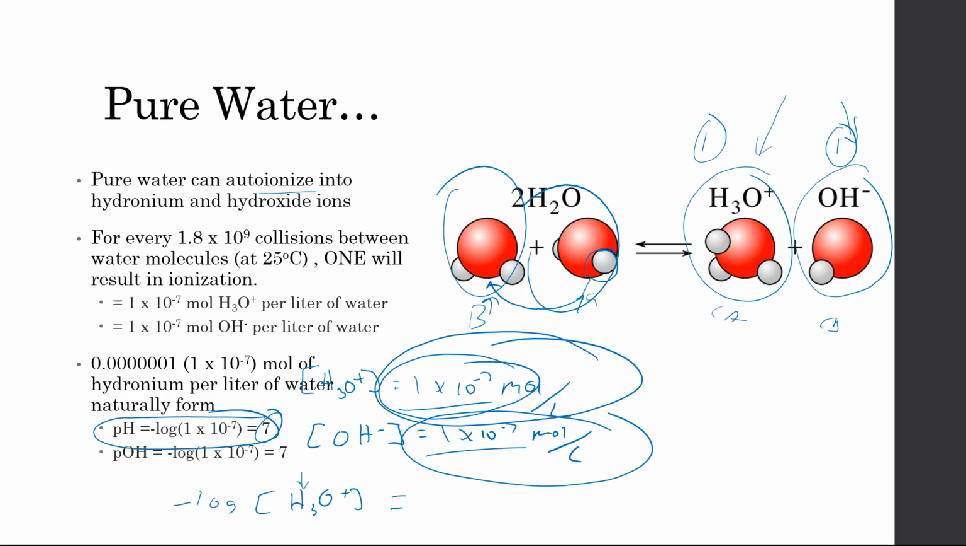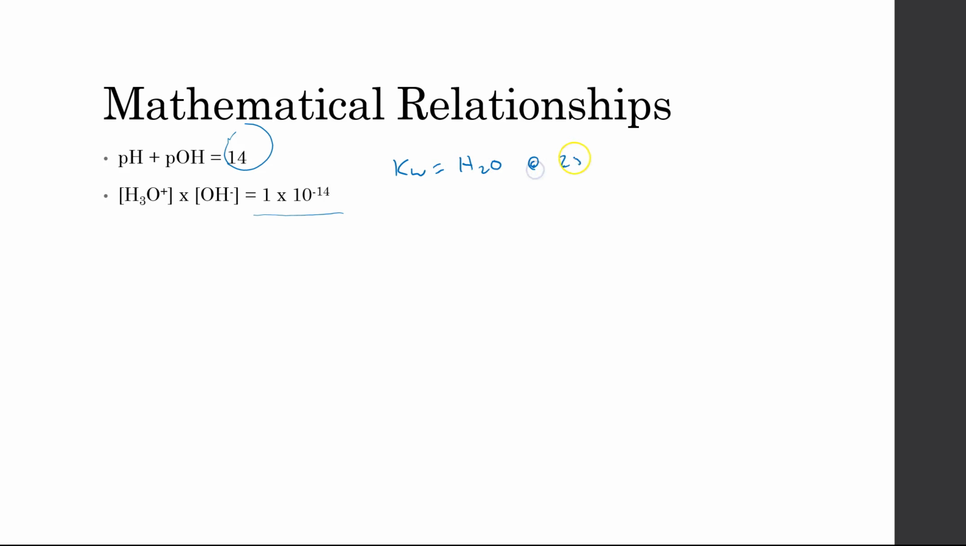Now let's move ahead. Let's create an acid. So, a couple of mathematical relationships. First of all, whatever my pH is and my pOH, which is just the negative log of the abundance of hydroxide as opposed to hydronium, those two are always going to add up to 14. Likewise, the molarity of hydronium times the molarity of hydroxide is going to come out to 1 times 10 to the negative 14. This is the Kw for water at 25 degrees Celsius.